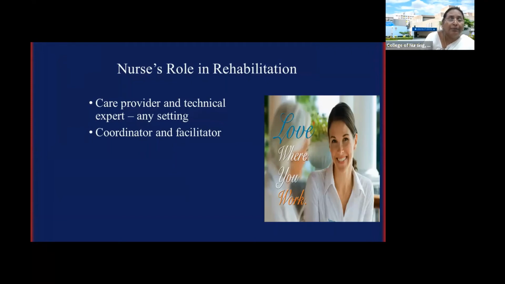Nurses are the key persons for rehabilitation. We work as coordinator and facilitator, educator, motivator, researcher, and administrator. These are the roles that we play as nurses.